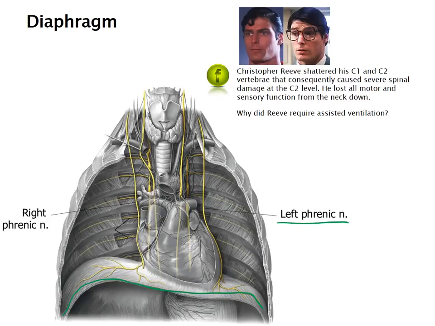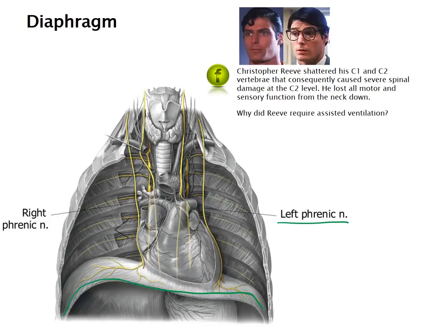Within the thorax, they course between the pericardium of the heart and the lungs, just anterior to the root of the lung. These nerves supply both sensory and motor innervation to the diaphragm. They're also carrying general somatic afferent fibers, which are sensory fibers from the pericardium of the heart and from the mediastinal pleura.